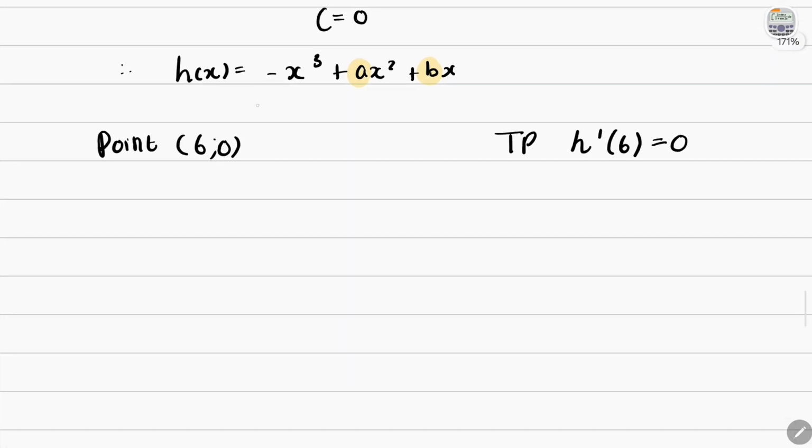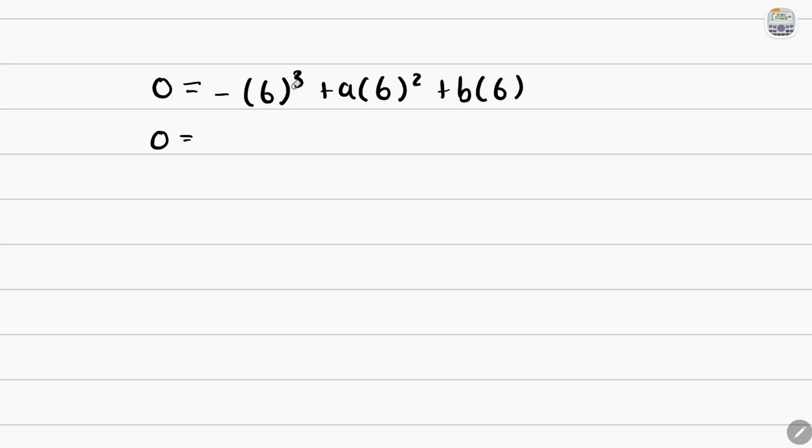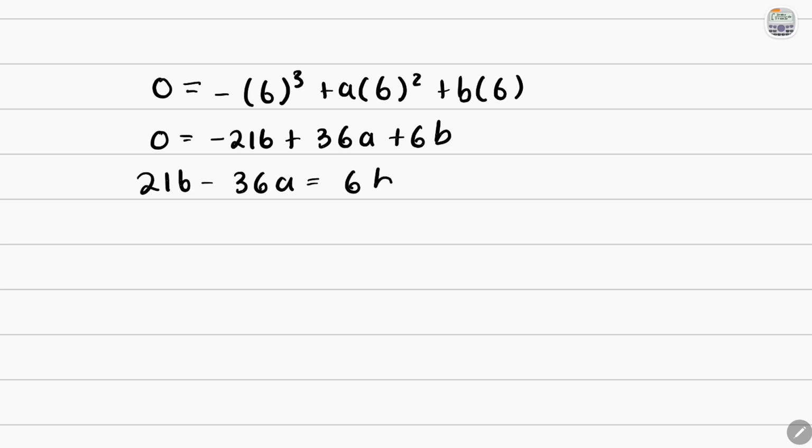So the point 6 and 0, we're just going to take this as a point and substitute it in place of x and y. So in place of y, 0 equals negative, and x is 6, all cubed, plus a times 6 all squared, plus b times 6. Okay, so 0 is equal to 6 cubed, which is 216, so this is negative 216. And then this is positive 36a and plus 6b. So we can just make 6b the subject, so we'll transpose these two. And so we have 216 minus 36a is equal to 6b.